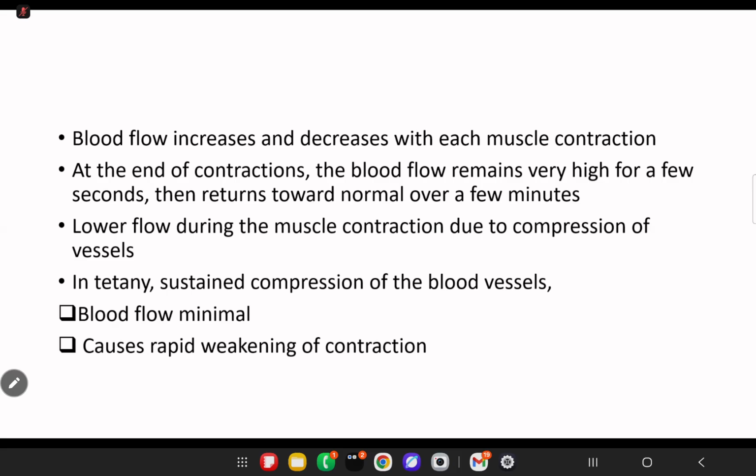So that will cause lack of nutrients coming in, and the tetanic contraction, therefore, will weaken over a short period of time, because there is lack of nutrients to maintain the contractile tissue.